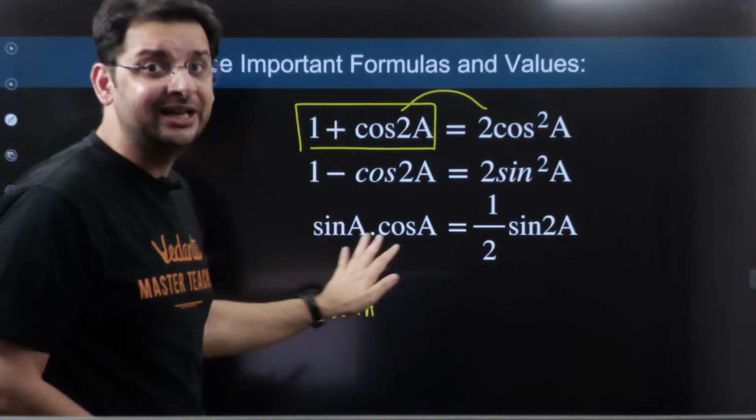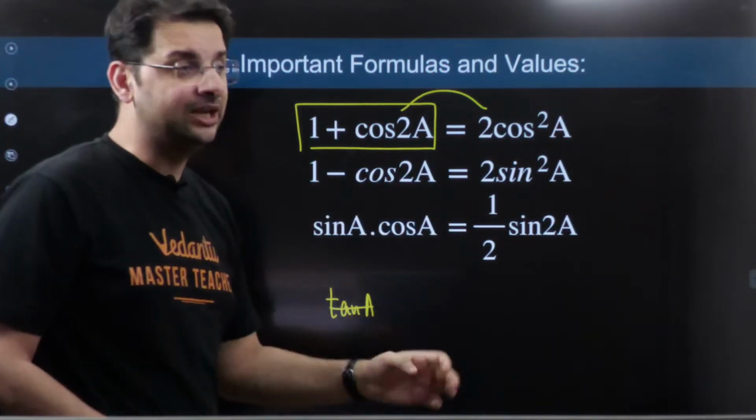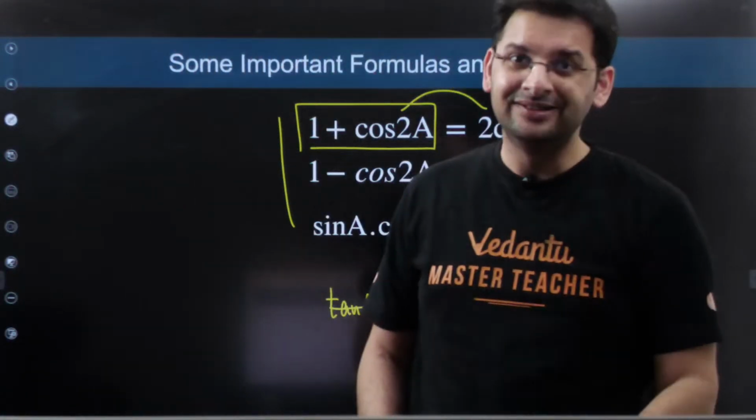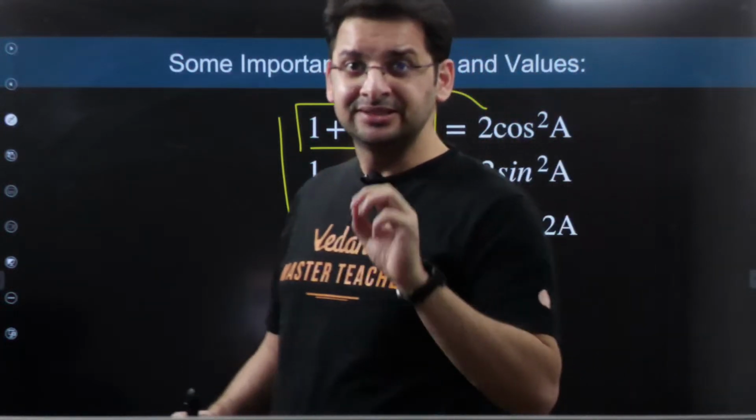Whenever you see sin theta, cos theta together, you have to multiply and divide by 2. 2 sin a cos a becomes sin 2a. So these are the three things which you have to use no matter what. Whenever you see these expressions, you have to use them. Moreover, there are certain other formulas.